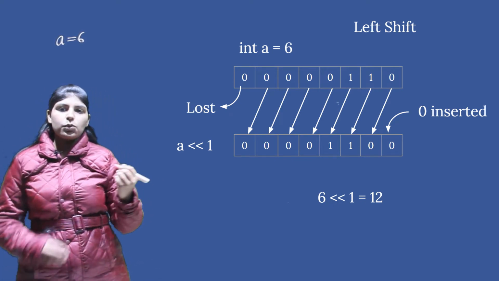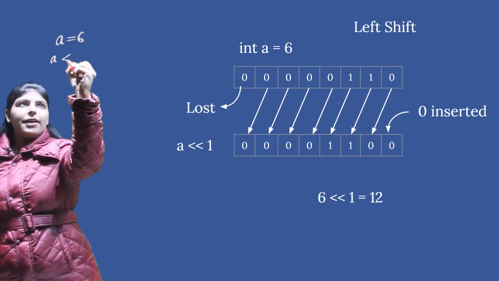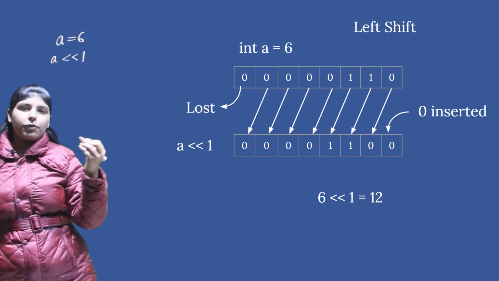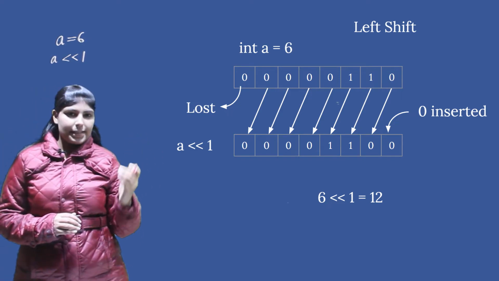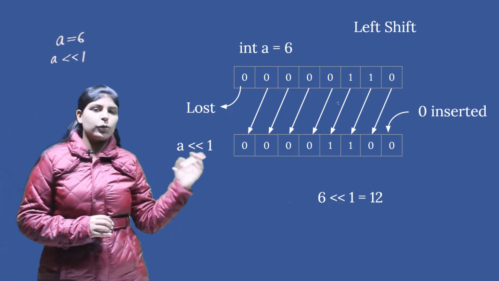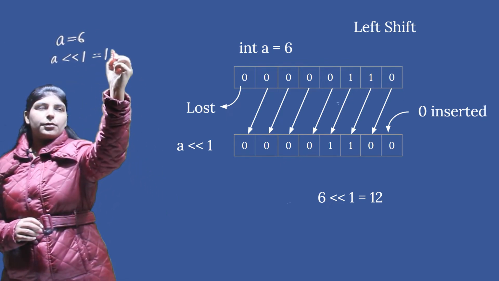So now if I want to shift the bits to the left by 1 bit, I'll write A left shift 1. This will shift all bits one position to the left and the leftmost bit will be discarded. On the right hand side, it will insert 0. So if I do this, I'll get 12 as output.